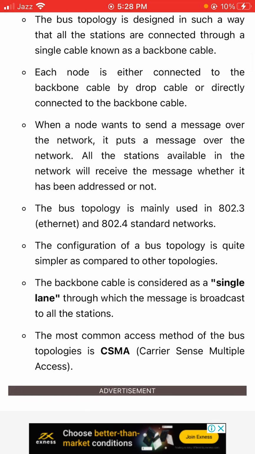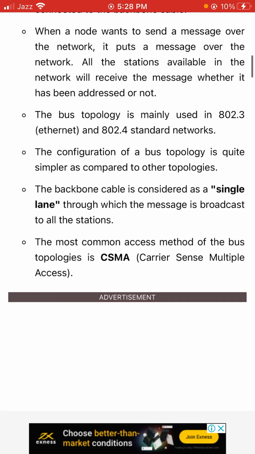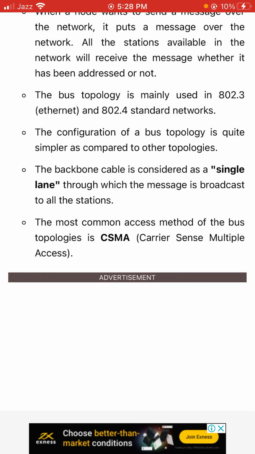The bus topology is mainly used in 802.3 Ethernet and 802.4 standard networks. The configuration of a bus topology is quite simpler as compared to other topologies. The backbone cable is considered as a single LAN through which the message is broadcast to all the stations. The most common access method of the bus topology is CSMA, carrier sense multiple access.